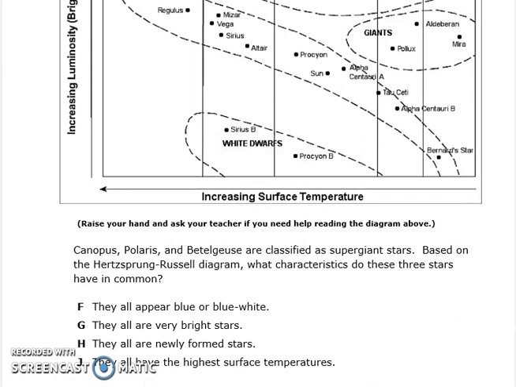F, they all appear blue or blue-white. G, they are all very bright stars. H, they all are newly formed stars. Or J, they all have the highest surface temperatures.